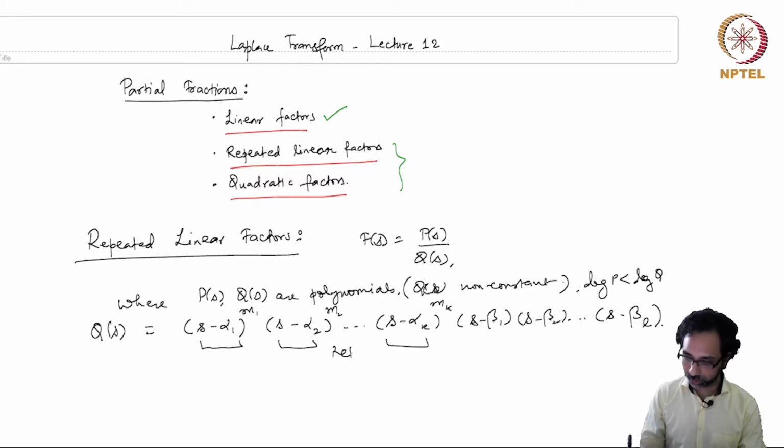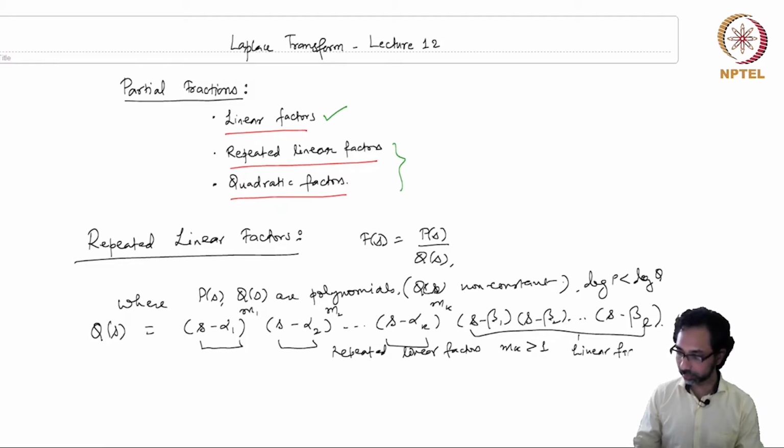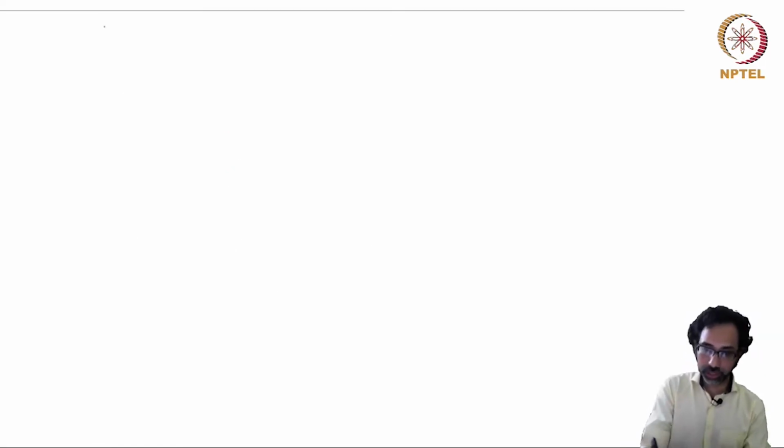So these are repeated linear factors because if mk is greater than 1, these are repeated linear factors, and for these betas, these are linear factors. So we will first look at the case when you have just one repeated linear factor in Q(s) and the rest are linear factors. So let's start with an example.